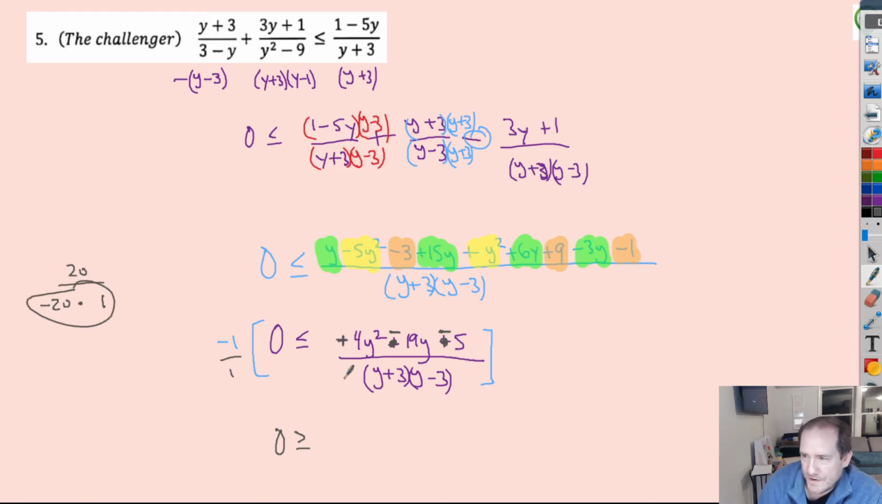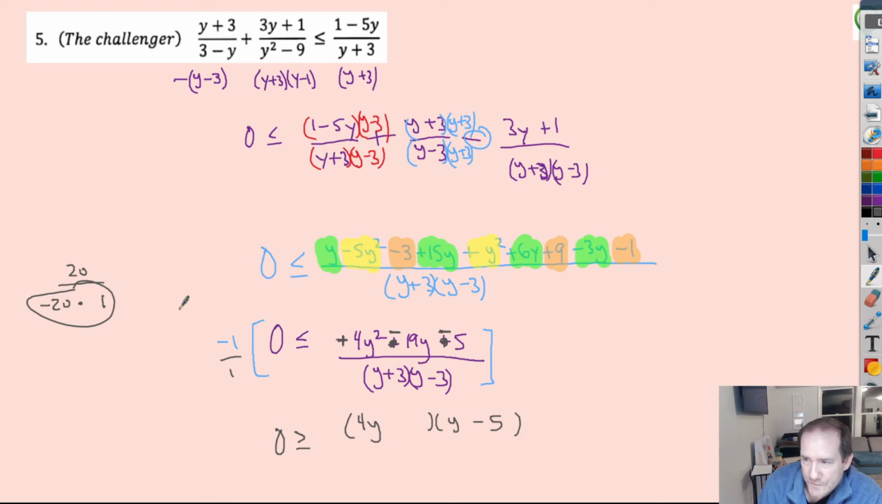So that's our target. For 4y, we could go 2y and 2y, but 20 is divisible by 2, but 1 isn't, so the 2y isn't going to work. We're going to go 4y and 1y. And then I can get negative 20 by plopping a negative 5 right here. My outer product will be negative 20.